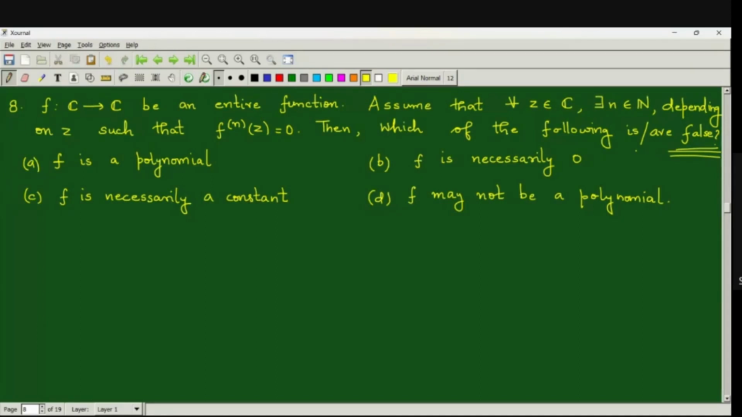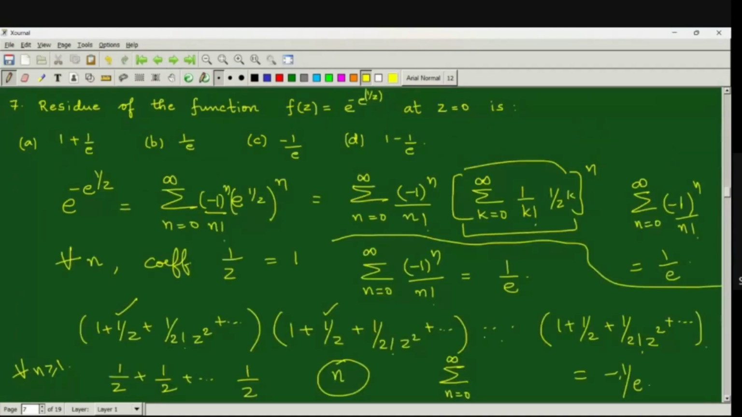Hello. What is the answer of the previous question? 1 by e. Am I right? Minus 1 by e. Minus 1 by e. Can you again explain the last part? Yeah, sure. Okay, I will explain.